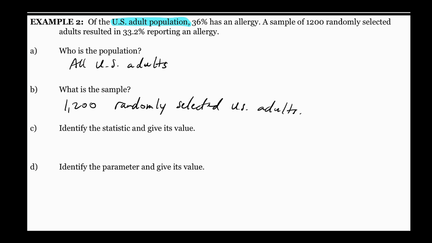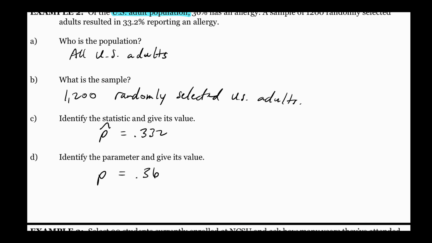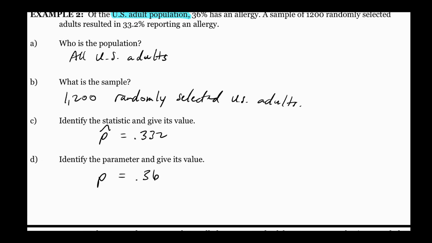Okay. So identify the statistic. Which one is the statistic? 36% or 33.2%? There you go. 33.2 is the statistic, and that's a proportion, right? So we have two options, p and p hat. That one's going to be p hat because it's a statistic. And then this one right here is just plain old p.